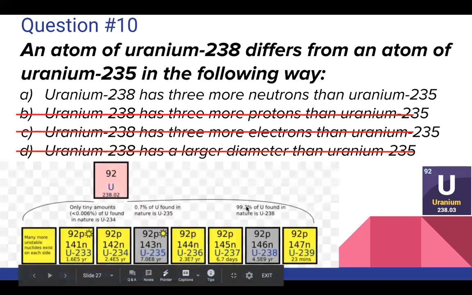In nature, we see that uranium-238 is the most commonly found form of uranium, but you can find uranium-235, though it is much more rare.